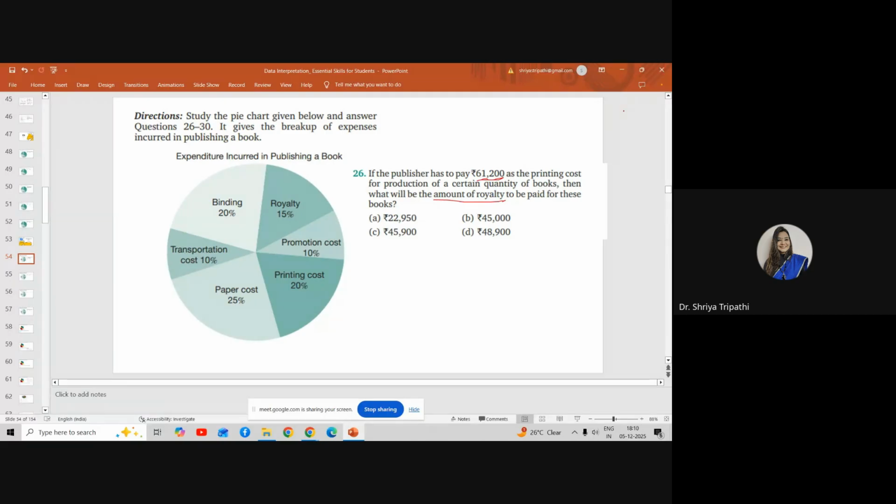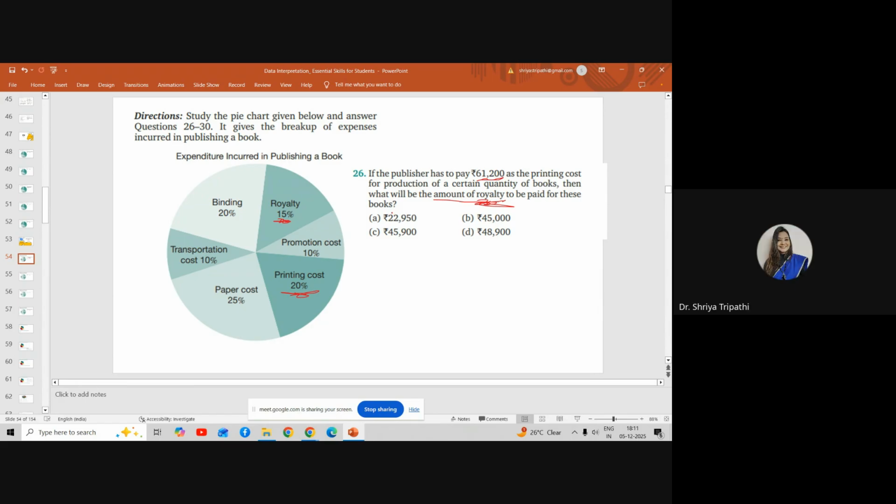If the publisher has to pay 61,200 as the printing cost, right? Now, printing cost here is 20%. Now, can I say here 20% is amounting to 61,200 and I want to find the amount for royalty. Now, royalty here we can see it is 15%. Yes? Everyone is with me so far?